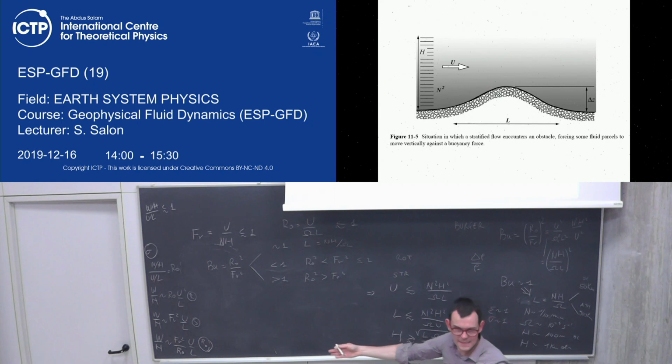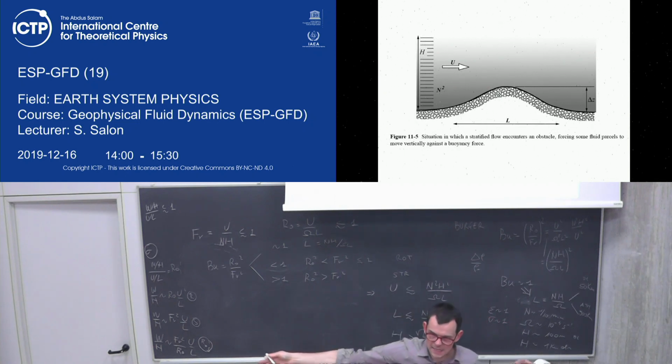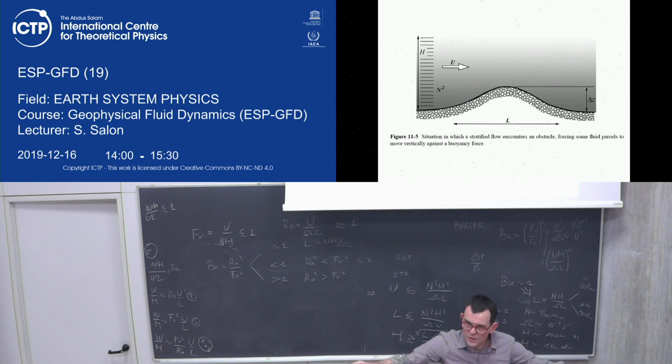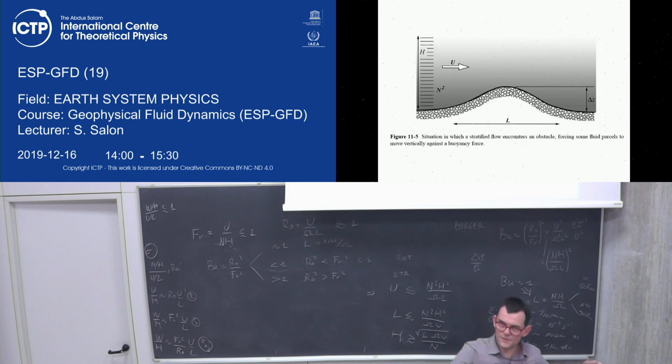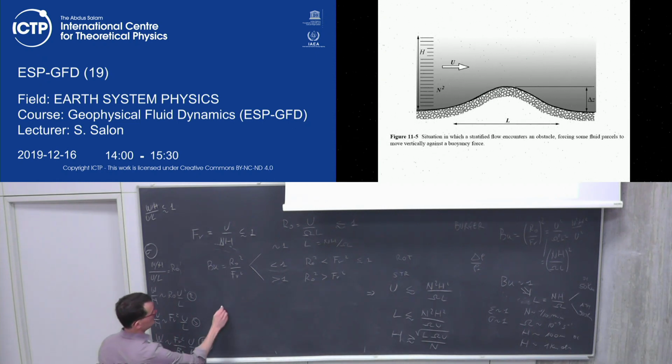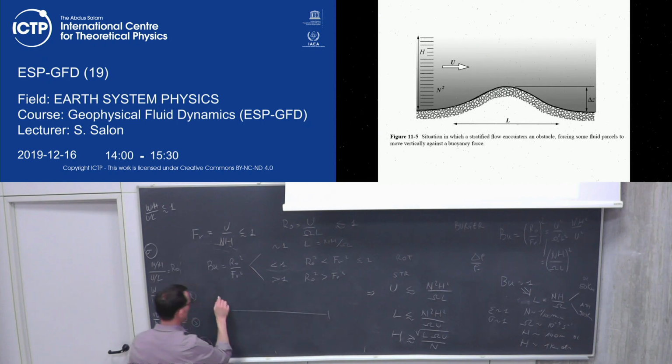All the cases that are between the extremes, the Taylor column and the horizontal blocking, are like a shade of gray: you have different roles of rotation and stratification. And when you are in the middle, both are important. So you can have something like this, rotation, stratification.